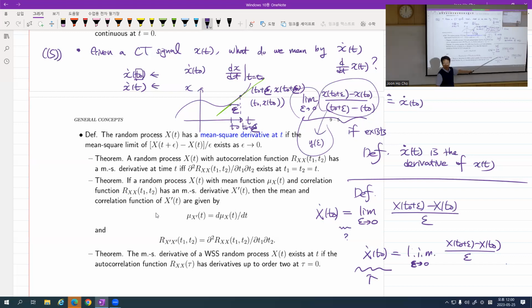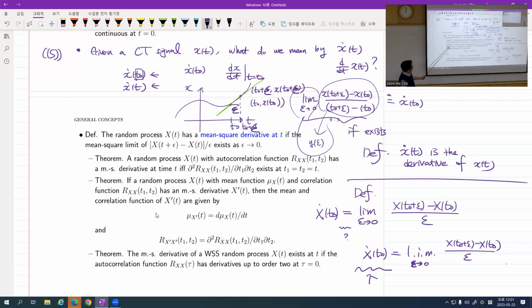What would be the definition using expectation? Simple. You subtract this one, that is a random variable, from this random variable. And then we take the absolute value squared and take the expectation, and that tends to 0 as epsilon tends to 0. Now, we have defined the mean square derivative of x at t0. What about just the first order derivative of x of t? That is now this one.